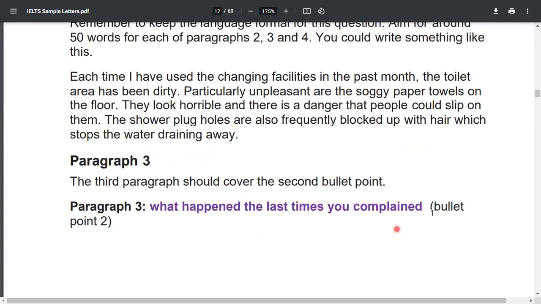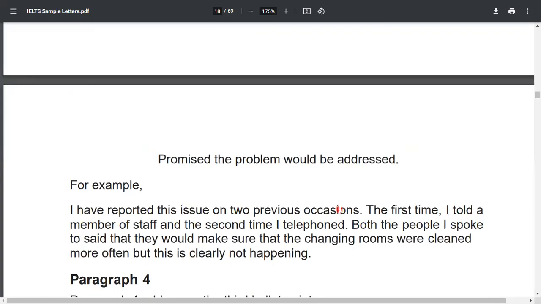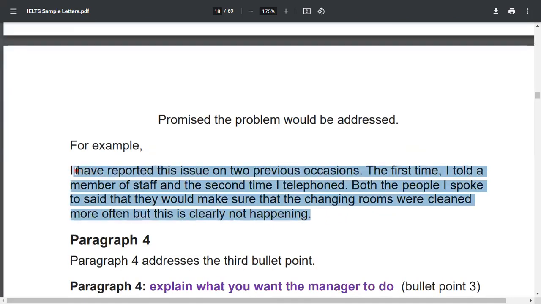Moving now to the second question that says, what happened the last times you complained? So what happened? Let's see. I have reported this issue on 2 previous occasions. The first time I told a member of staff, and the second time I telephoned. But the people I spoke to said that they would make sure that the changing rooms were cleaned more often, but this is clearly not happening.